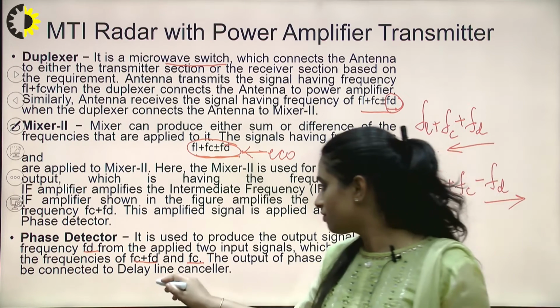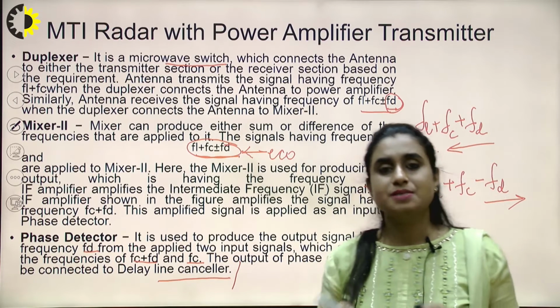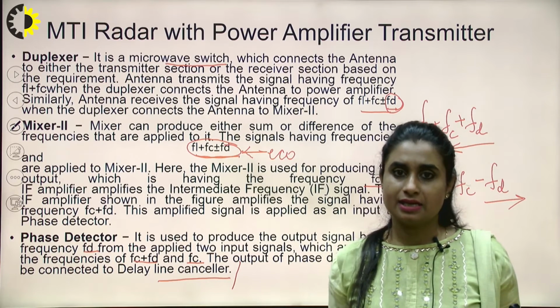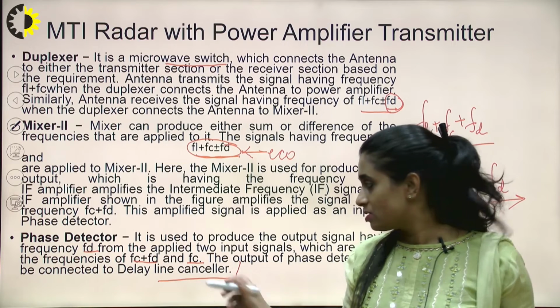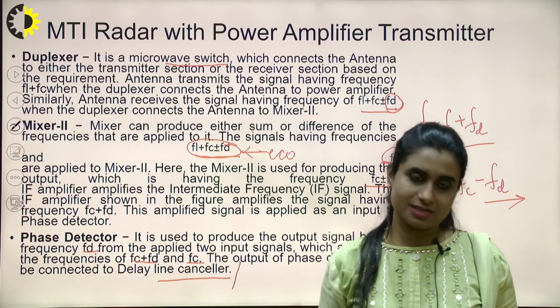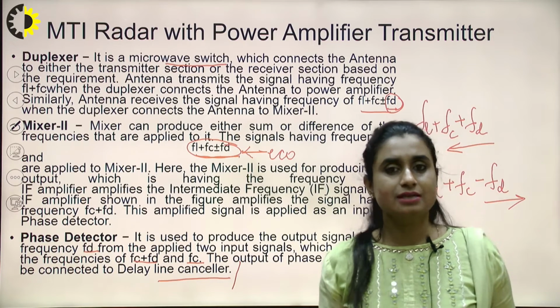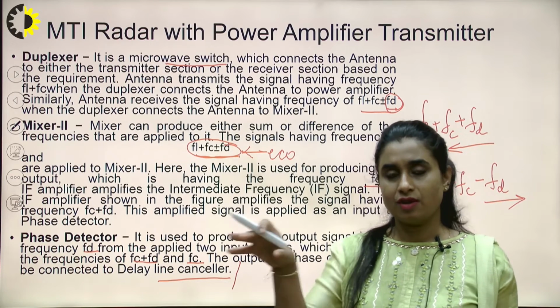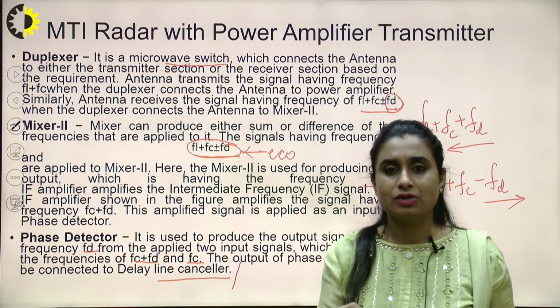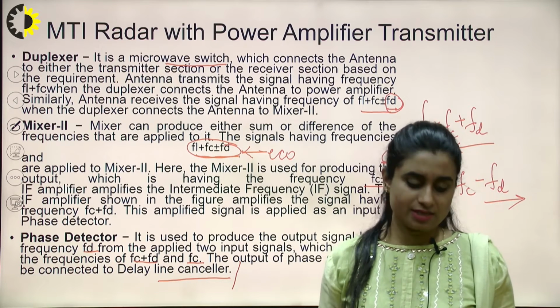What will be the role of my delay line canceller? My delay line canceller usually helps in extracting the DC component, because the DC component will be because of the stationary objects in the vicinity. So that when we cancel out the received signal because of the stationary objects, we can accurately calculate the signal and analyze it because of the moving target.